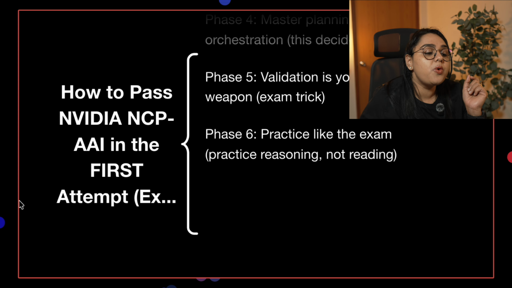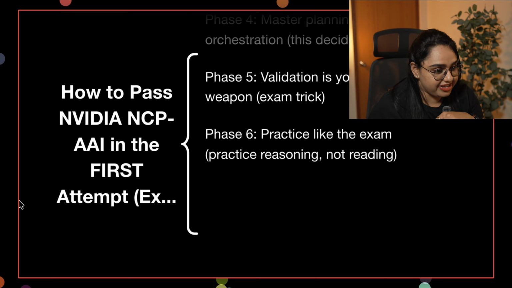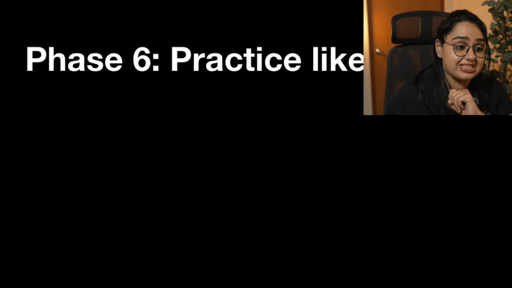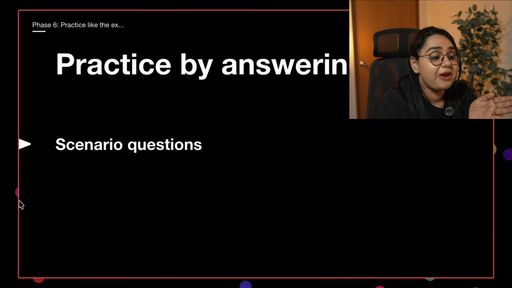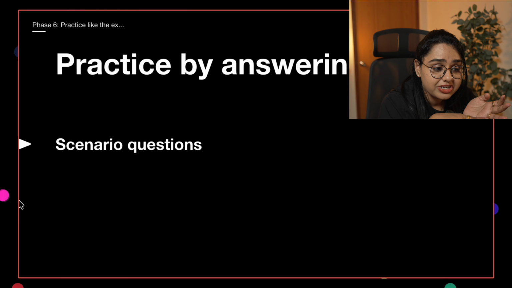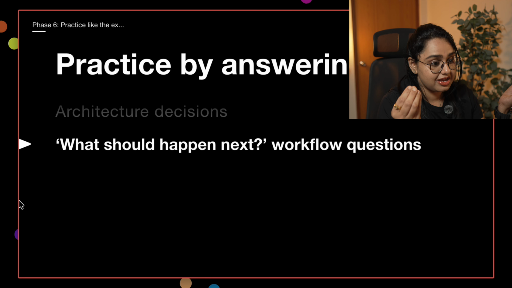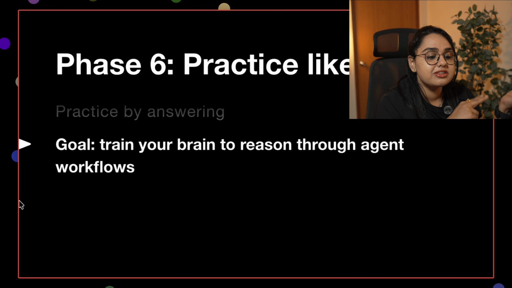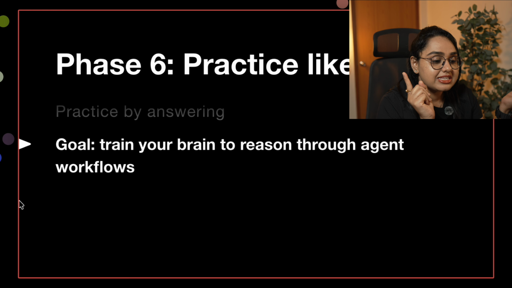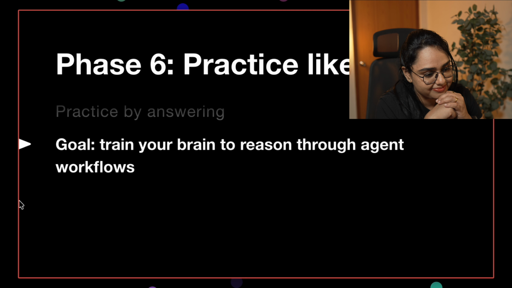Okay? Moving ahead to the next step, that is the sixth step in our phases, that is, practice like the examination. Yes, don't practice by reading. Please don't practice by reading. But actually, you should practice by answering scenario questions, architecture decisions, and what should happen next. Yes, you should be answering these questions. Your brain must learn to reason through the agent workflows. This is why mock questions matter more than the notes over here.